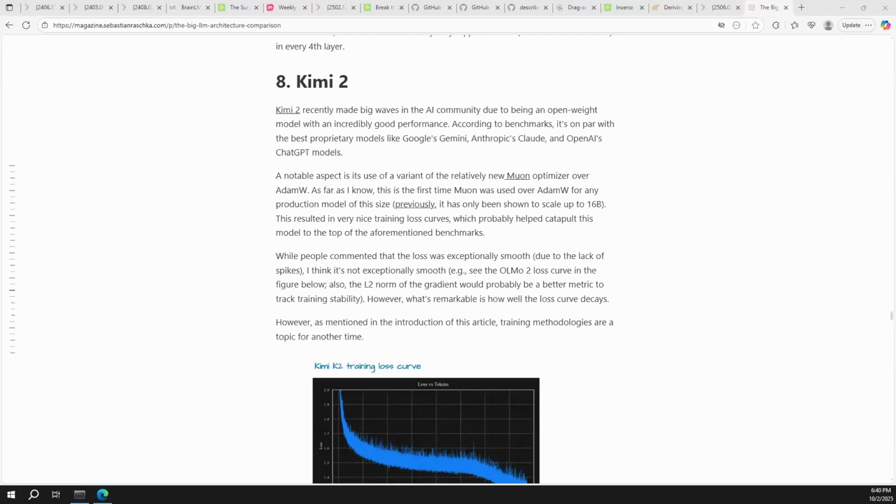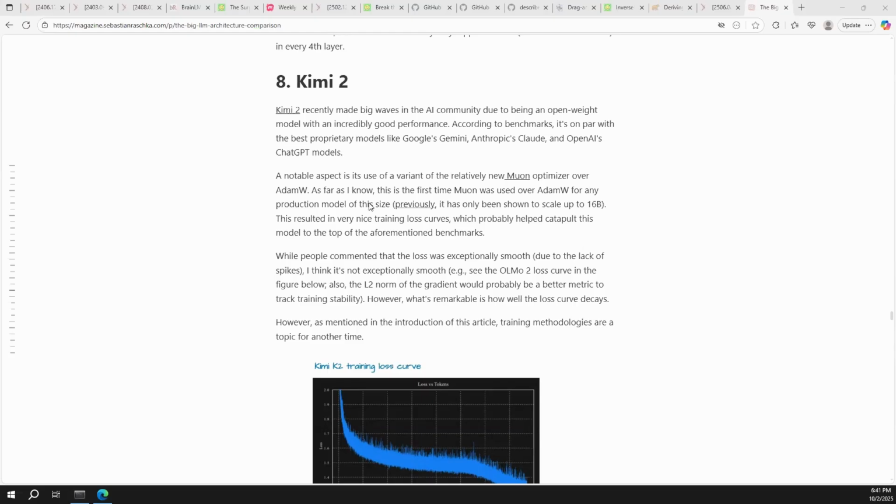Welcome back, everyone. We're continuing with the big LLM architecture comparison from Sebastian Raschka. So I believe this week we're going to start with the eighth model he compares here, which is Kimi, their K2 model.